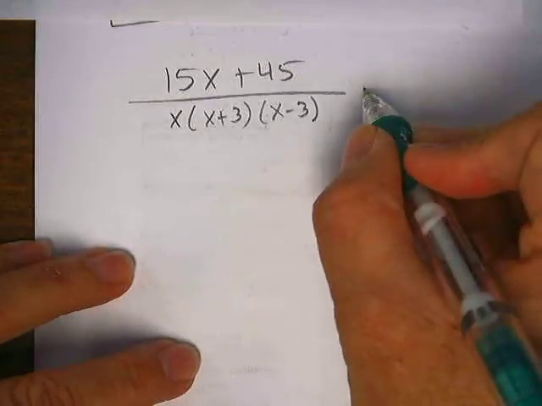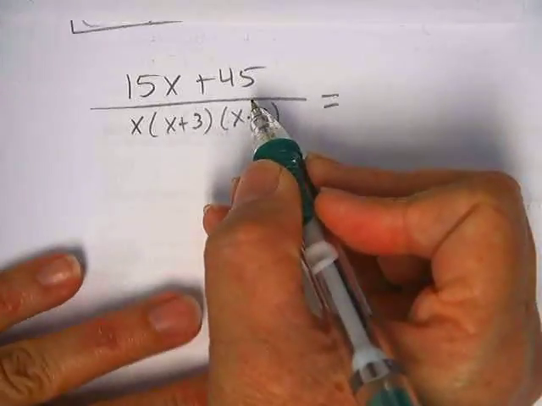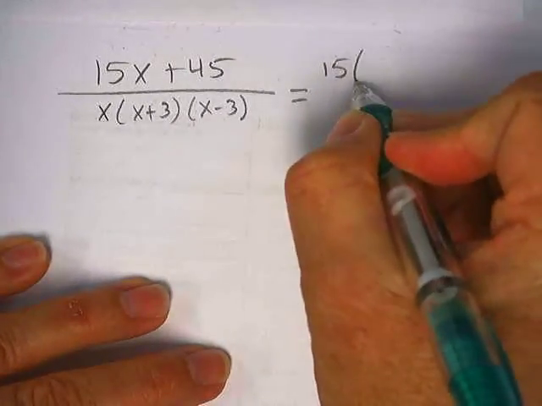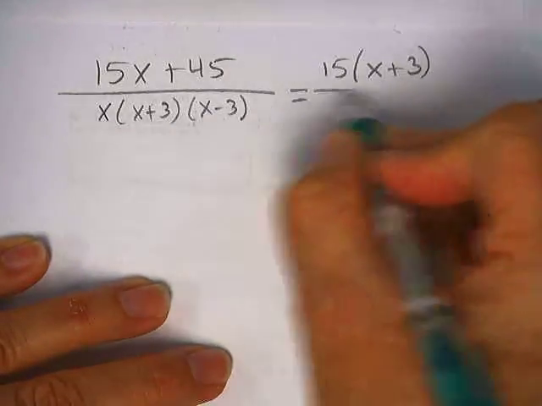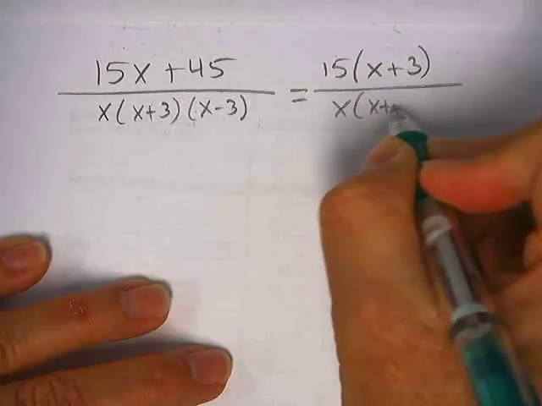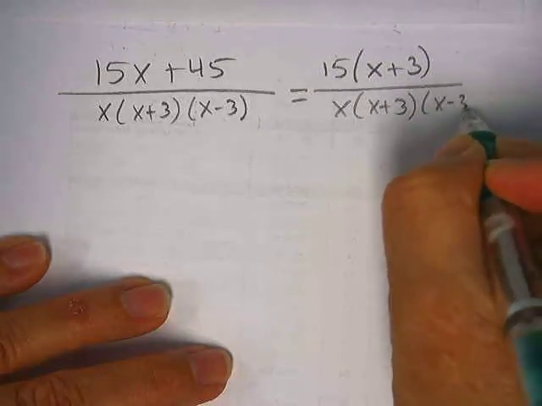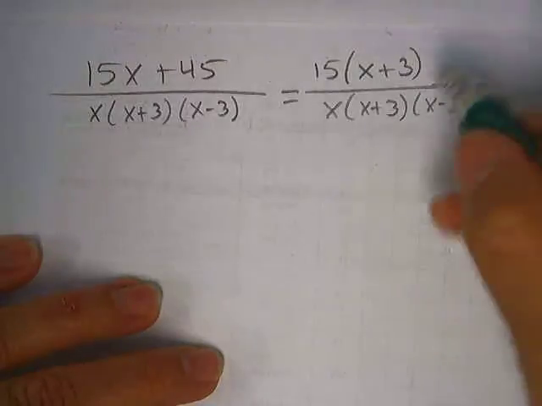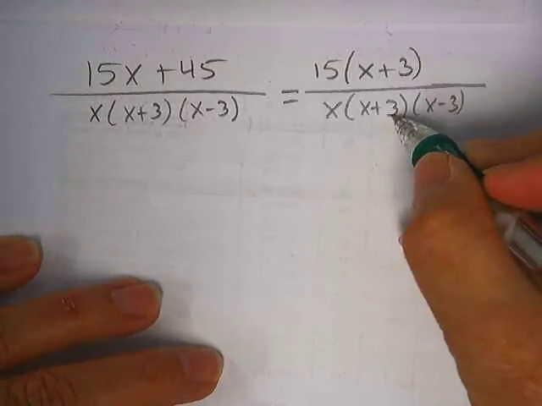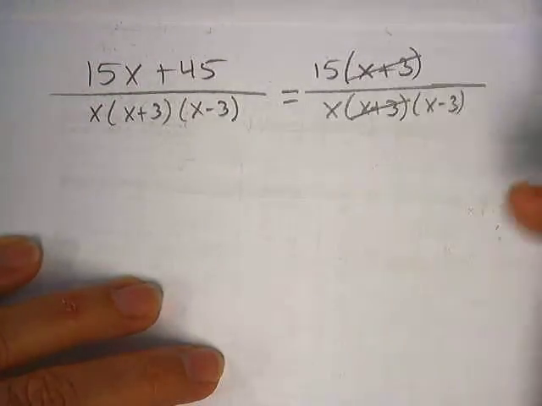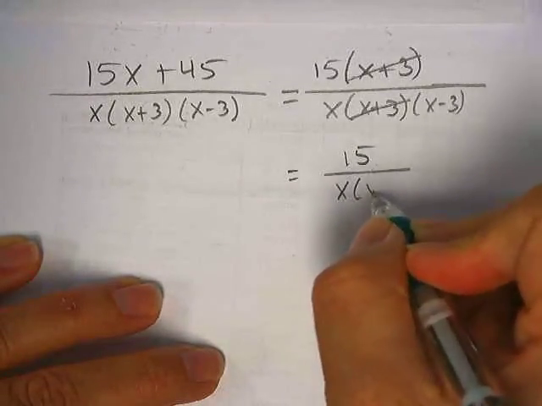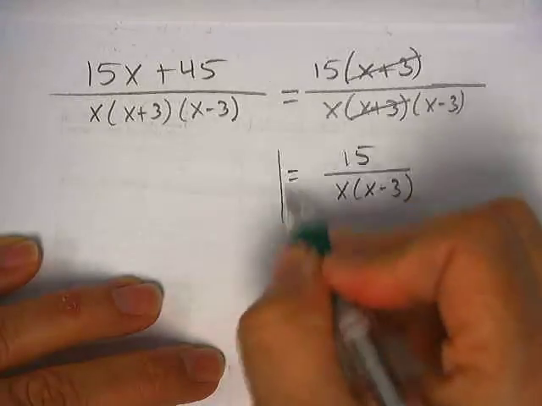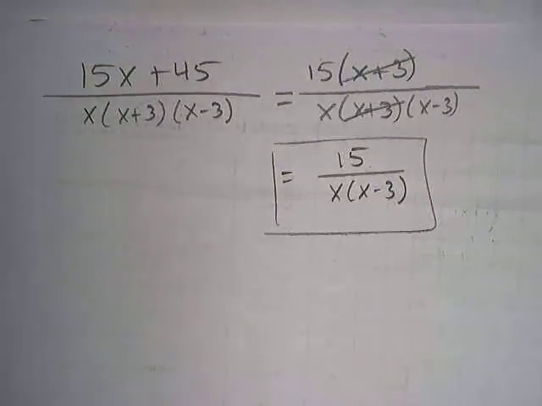Looks like we can factor on the top. So it looks like both of those terms have a 15 in them. So if I factor the 15 out, I'm left with x plus 3 over x times x plus 3 multiplied by x minus 3. And look at that, I've got the identical factors here. So I'm going to cancel those. So I'm left with 15 over x times x minus 3. And that would be your answer on here.